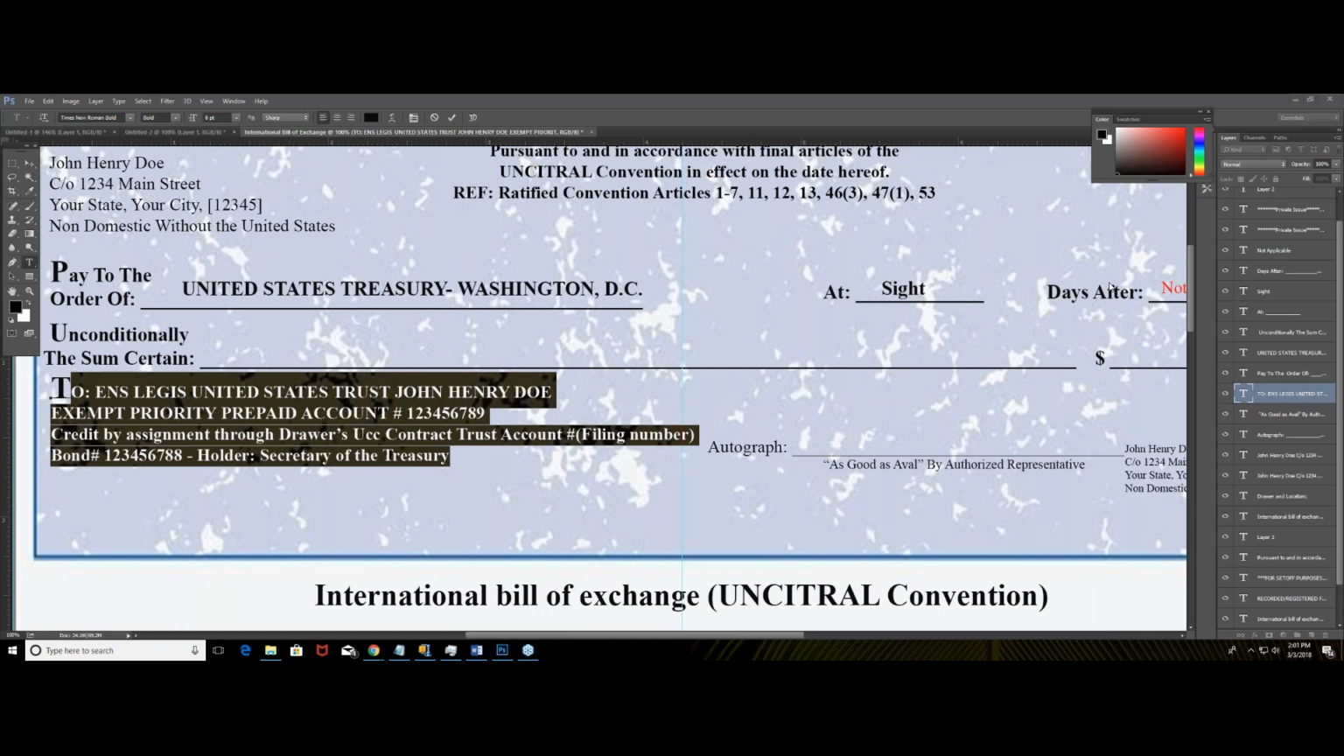And if you learn these procedures and you know the rules, when you engage them, they won't make you look like a fool.